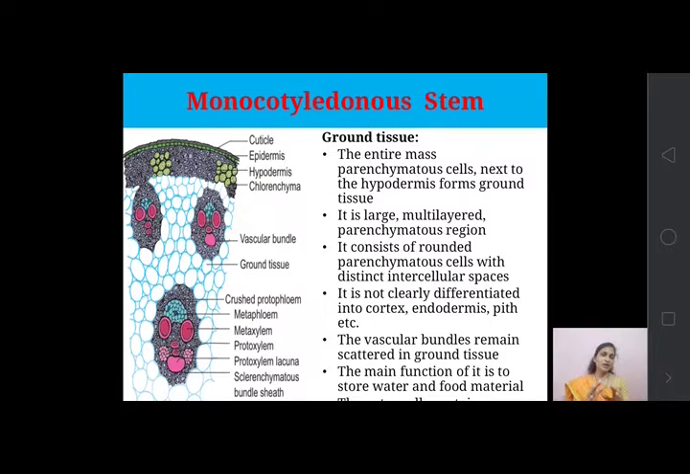But in this figure you cannot see such a demarcating line, or, as you see in the labeling, you cannot see the endodermis and pericycle region. Why? Because it is absent. It is absent in the monocotyledonous maize stem. So the cortex region is not clearly differentiated into the cortex part, the endodermis part, the pericycle part, and the pith region.